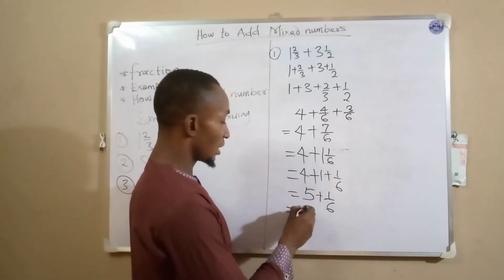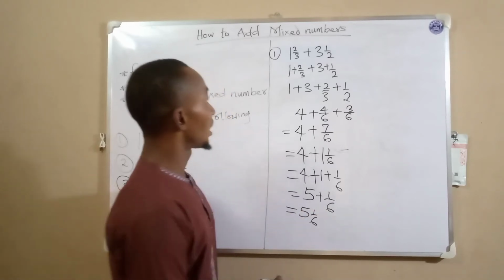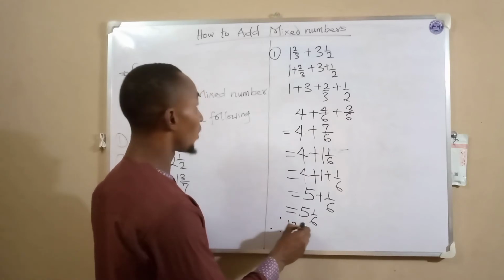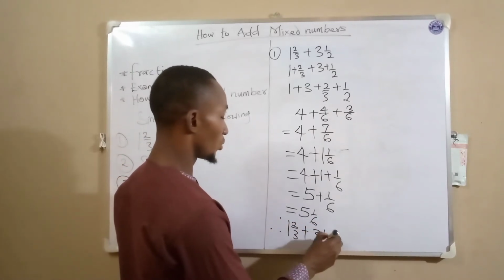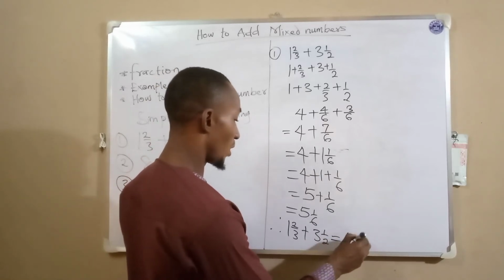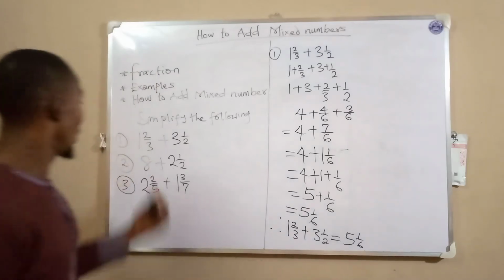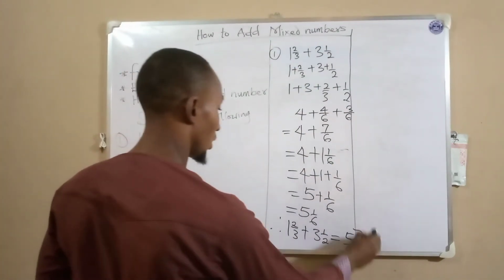So we conclude by saying that the answer to this is 5 whole number 1 over 6. So therefore, 1 whole number 2 over 3 plus 3 whole number 1 over 2 is equal to 5 whole number 1 over 6 as the answer. So we want to solve the next example. This next example is this.